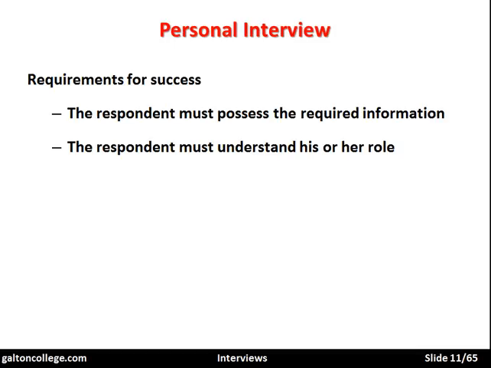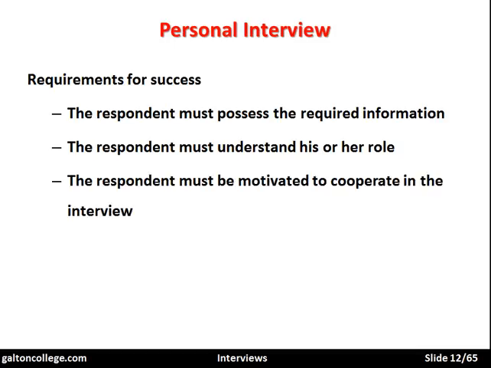And the respondent must understand his or her role. The respondent must know that they are being interviewed and that the answers they give should be serious. They should be considered answers, not flippant answers or light-hearted answers. These should be carefully considered answers because it's important.